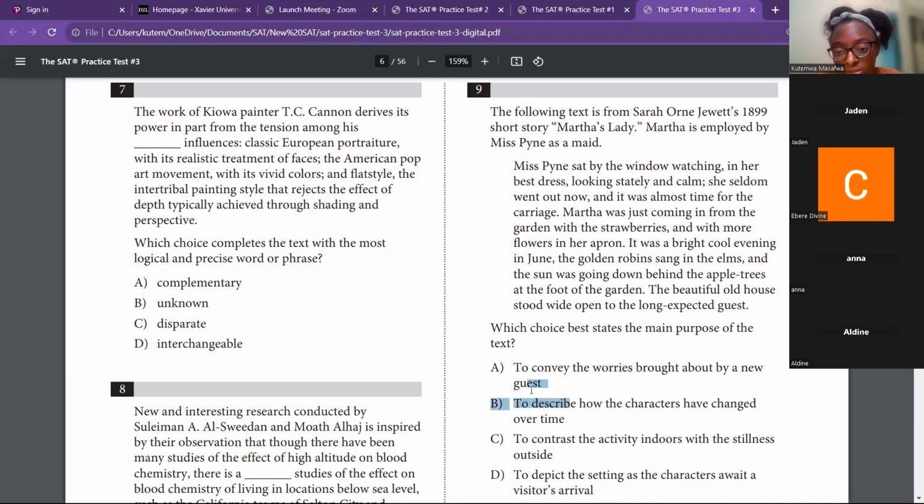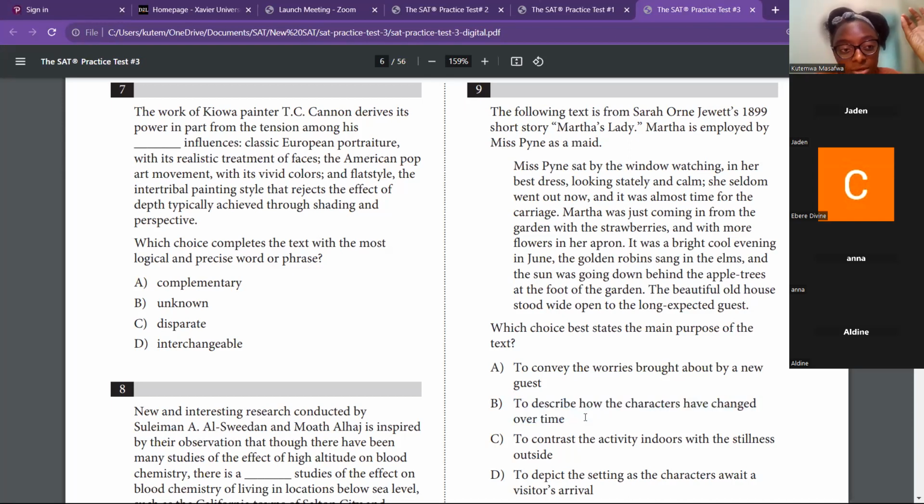We know that the new guest is coming, right? There's an expected guest, but there's nothing that is describing worries from the beginning. If it said something like Miss Pine was worried, she sat by the window, she was scratching her head, oh, Martha was toiling so hard because she was trying to be ready, all those things, then that would have been the answer. But it doesn't outright say that they were worried. So we eliminate A. B says to describe how the characters have changed over time.